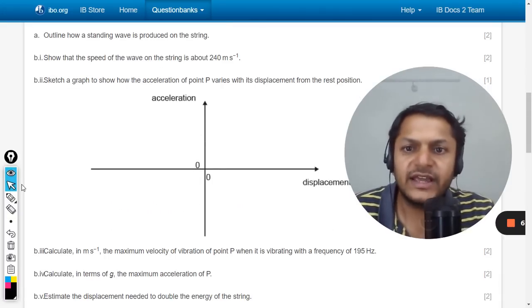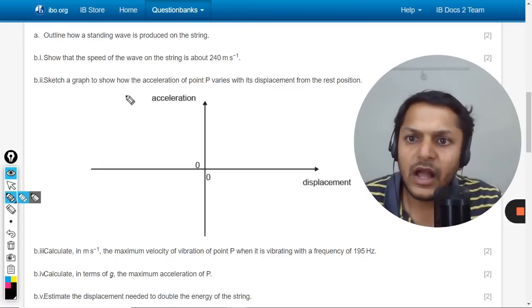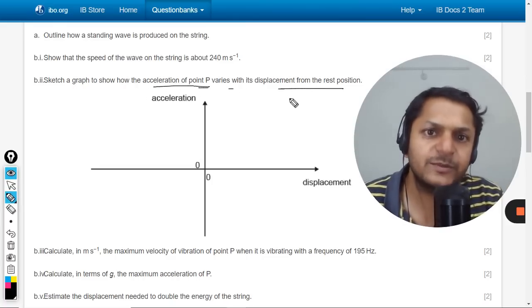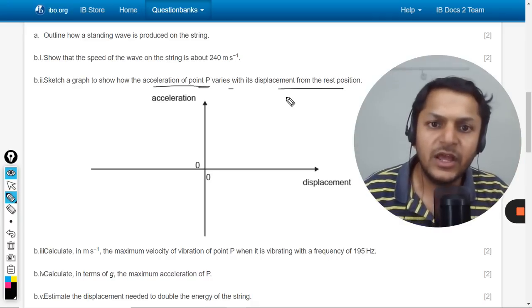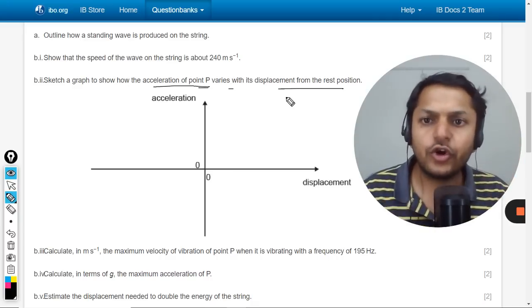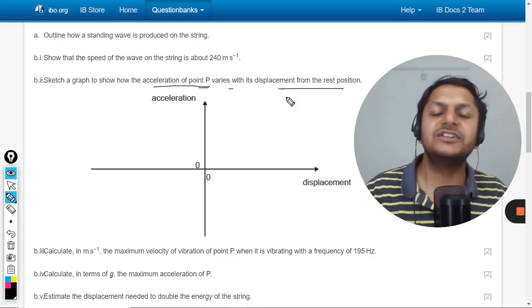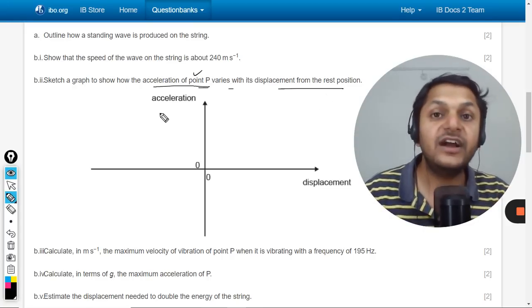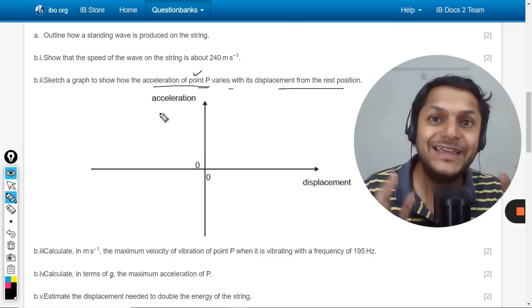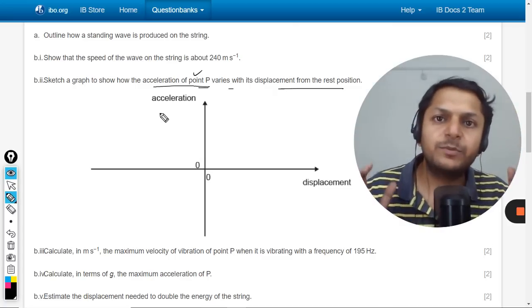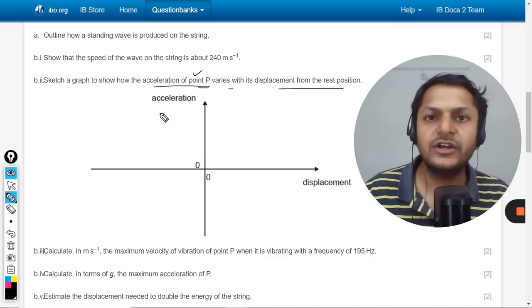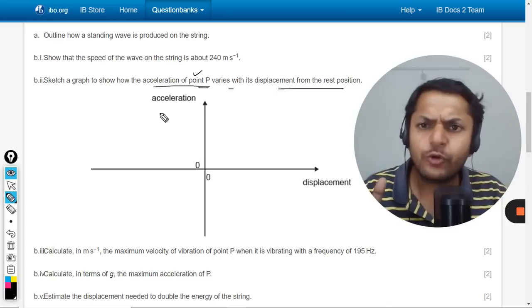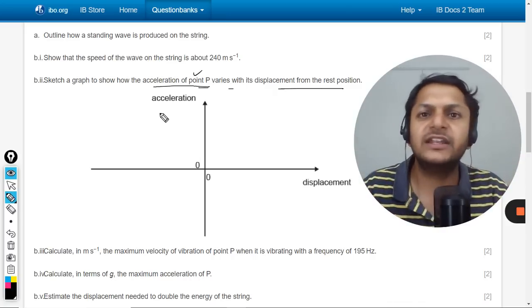So the B2 question is: sketch a graph to show how the acceleration of the point P varies with the displacement from the rest position. Okay, so you want to draw the graph between the acceleration and the displacement, and he's actually talking about the point P. He has already given in the statement above that point P is under simple harmonic motion. So definitely, this graph is pertaining to simple harmonic motion.